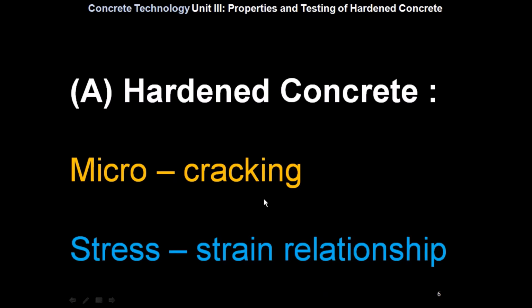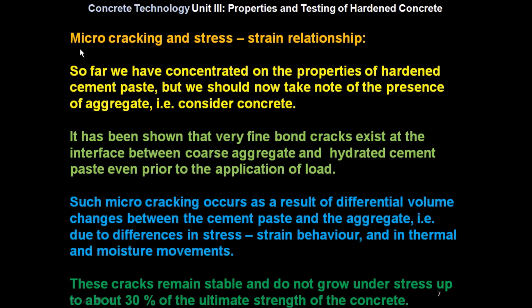Now we will see part A, hardened concrete, micro cracking and stress-strain relationship. So far we have concentrated on properties of hardened cement paste, but we should now take note of the presence of aggregate, that is, concrete. It has been shown that very fine bond cracks exist at the interface between coarse aggregate and hydrated cement paste even prior to the application of load.